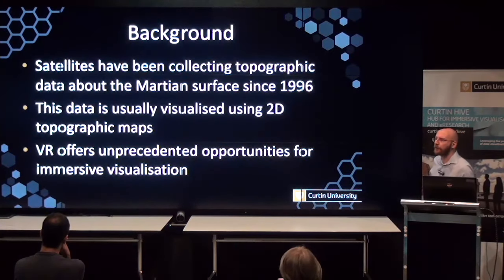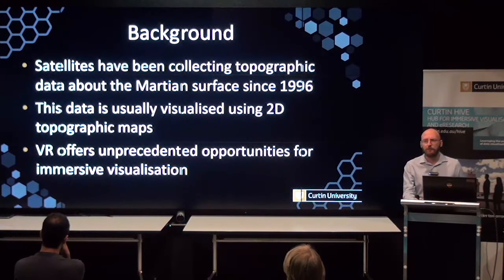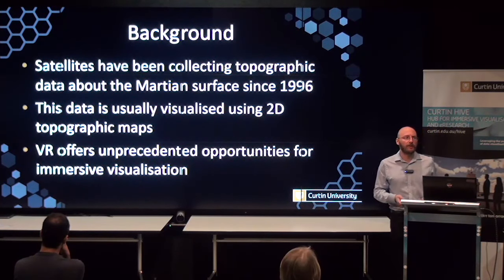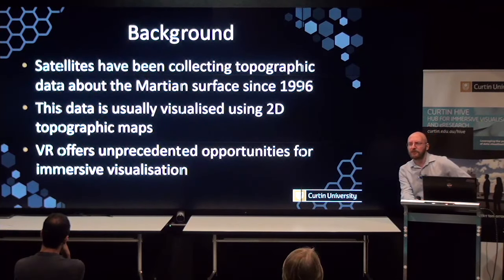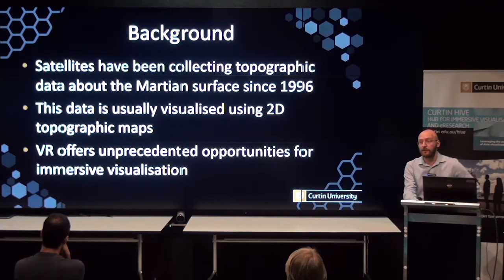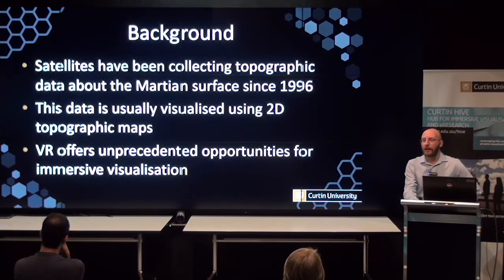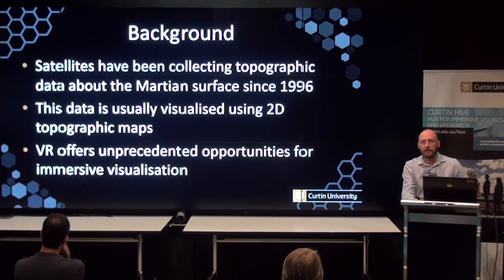So a bit of background first. Multiple satellites have been orbiting Mars since 1996, gathering topographic data. And when this data is presented to the public, it's usually presented in the form of a 2D color-coded topographic map. And while these maps are of great scientific utility, they're a pretty dry way of conveying some pretty interesting data, and they haven't really succeeded in capturing the public's attention.